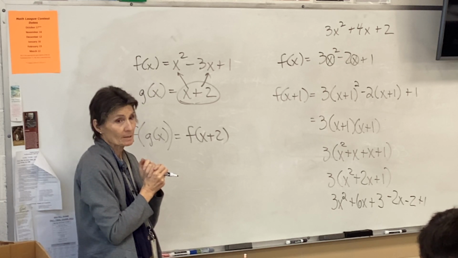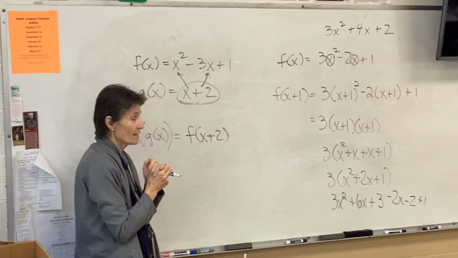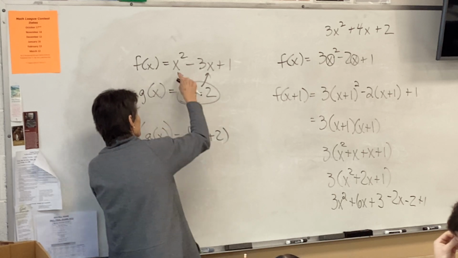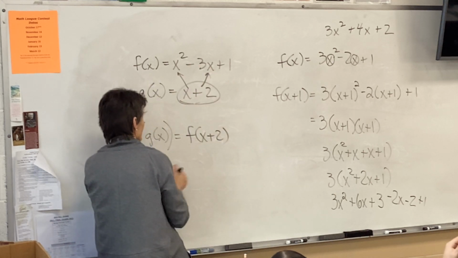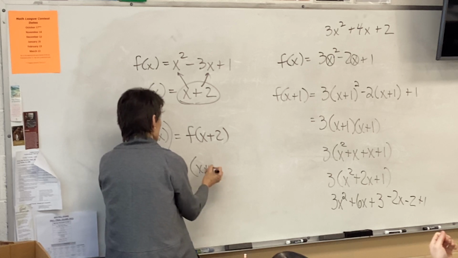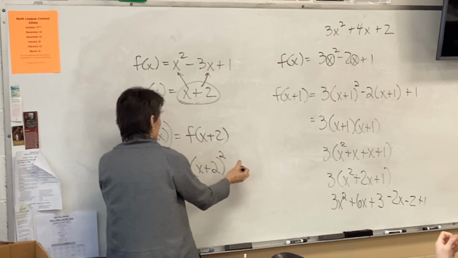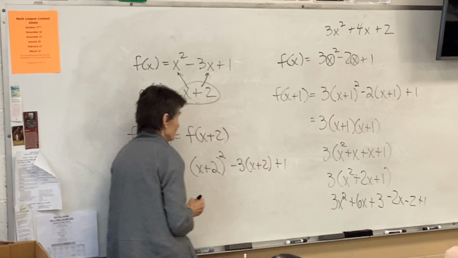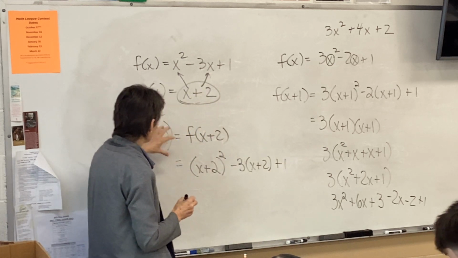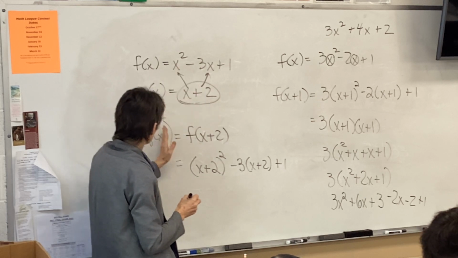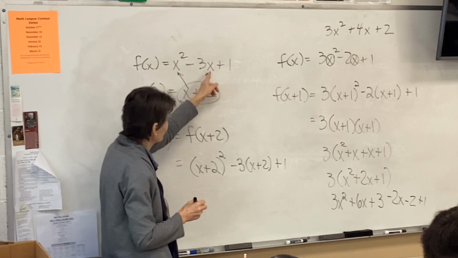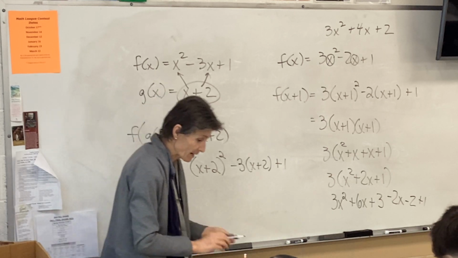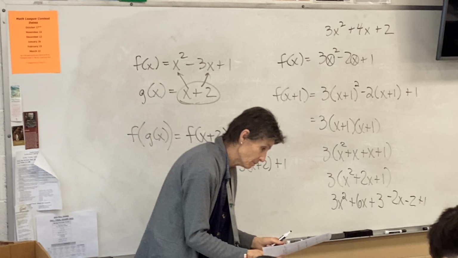Remember that? It's a notation that tells you to plug the second function into the first. So we'll have (x plus 2) squared minus 3(x plus 2) plus 1. So my g function goes into my f. Okay, go ahead and FOIL that out. See if you can simplify it.